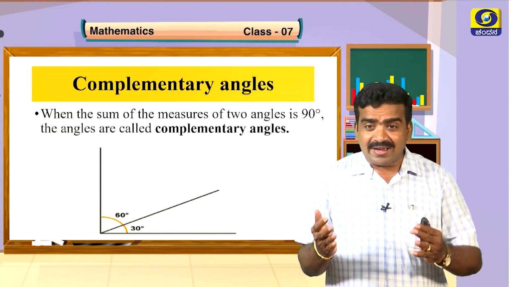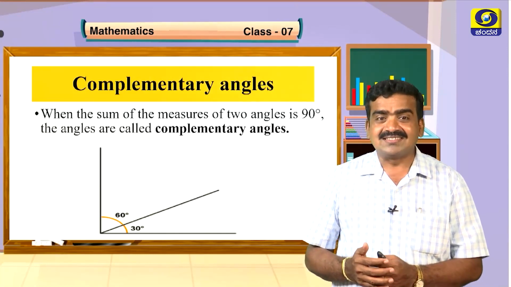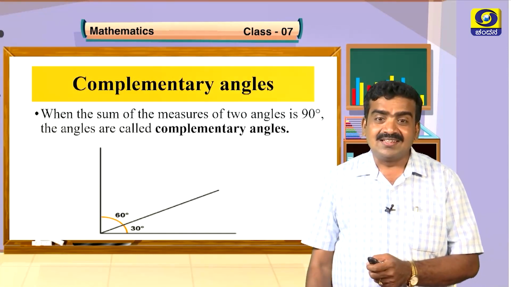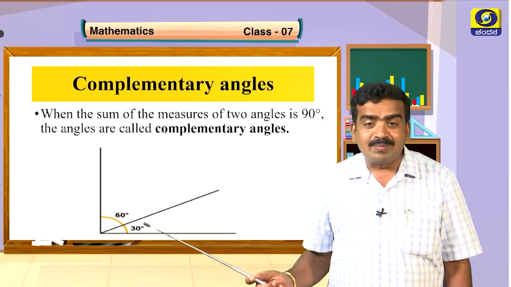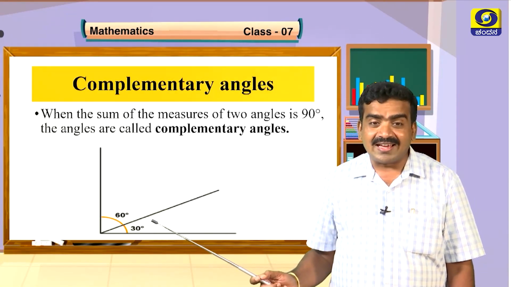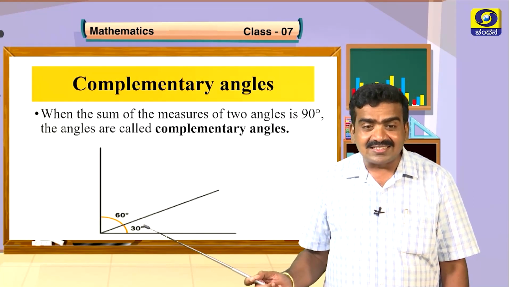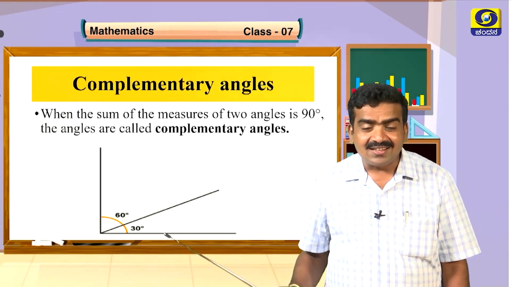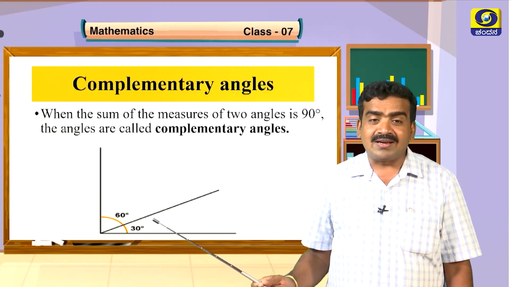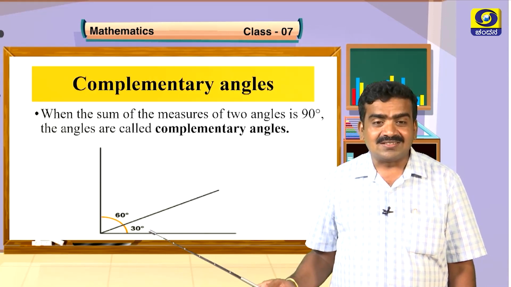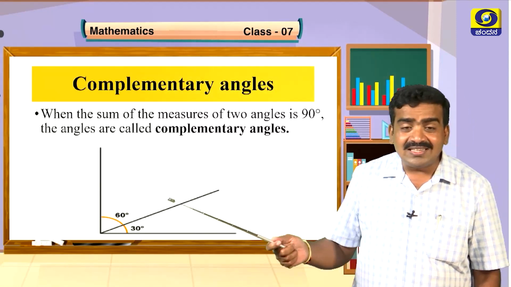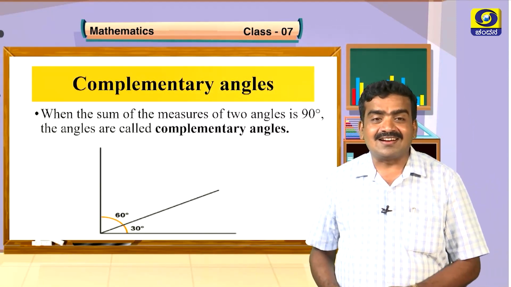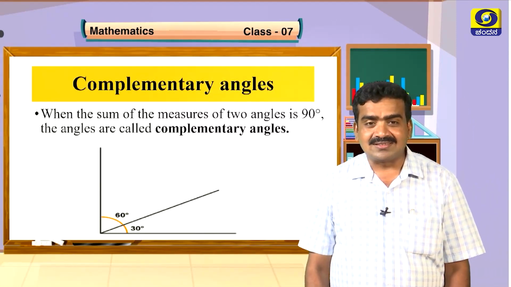If the sum of two angles is 90 degree, then they are called complementary angles. Here in this case, 30 degree and 60 degree are complementary angles, and we can say that 30 degree is the complementary angle of 60 degree and 60 degree is the complementary angle of 30 degree. If you add these two, we will get 90 degree. So these kinds of angles are called complementary angles.